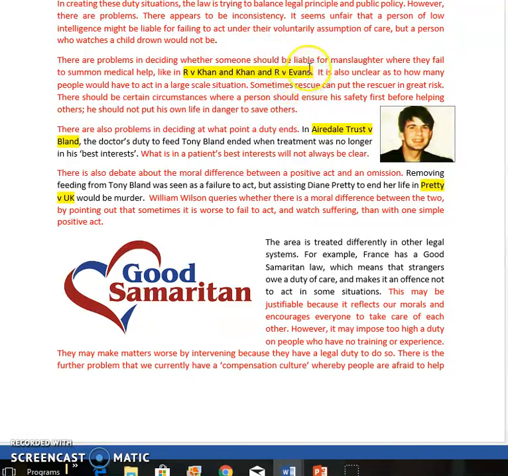Now, in that case, it was held that the defendant was liable for manslaughter through failing to act, through failing to summon medical help. Now, that's definitely fair enough in this particular instance, but it does raise questions about at what point would it be manslaughter in day-to-day life if you just fail to summon an ambulance? Again, I've put there, it's not clear how many people would have to act in a large-scale situation. I've pointed out as well that with rescue situations, you're putting the rescuer sometimes in great risk.